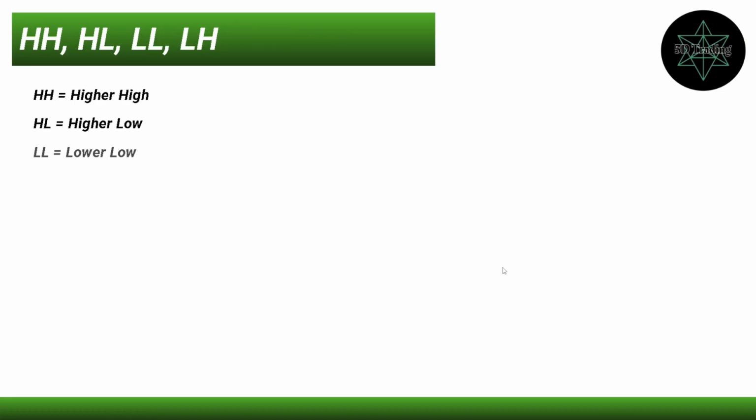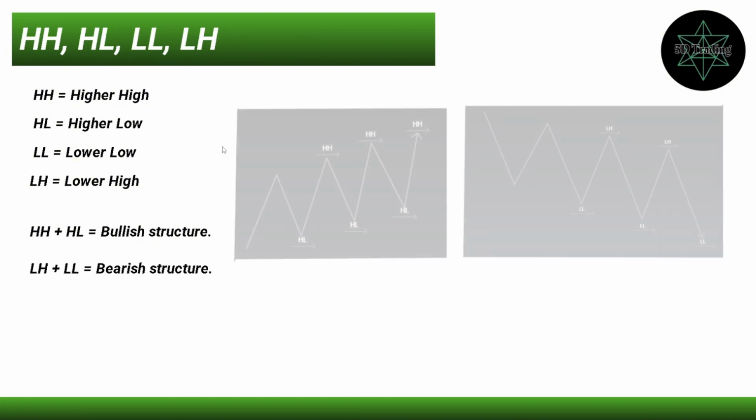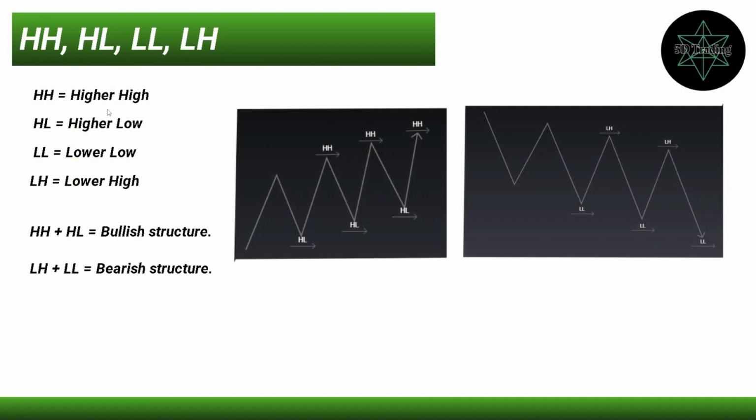So here's just some key abbreviations to know. HH, HL, LL, LH, you'll probably see people use these. I use them myself sometimes. So HH is higher high, HL is higher low, LL is lower low and LH is lower high. So if we get a HH and HL, that's a higher high and higher low, then we've got bullish structure. If we get LH and LL, which is lower high and lower low, then we've got bearish structure.